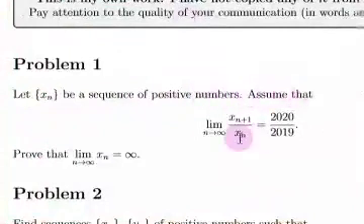Assume that the limit of this ratio is this number, 2020 divided by 2019, which is greater than 1. Prove that this sequence diverges to infinity. This is called, the sequence diverges to infinity. All right, this is the information.